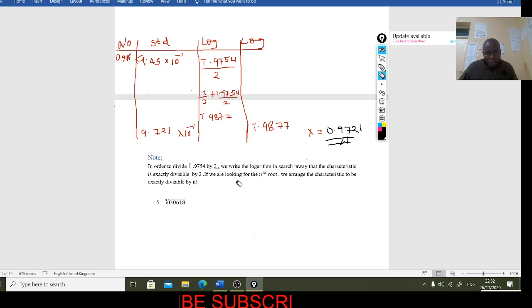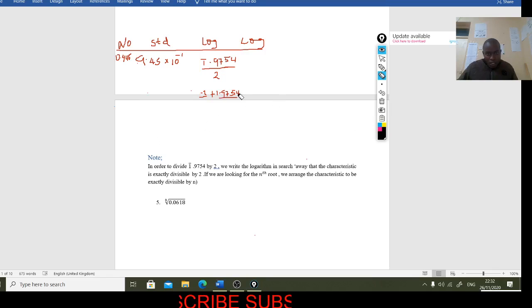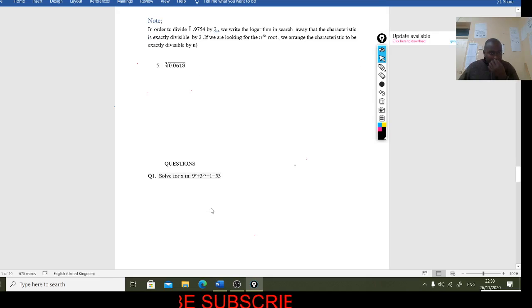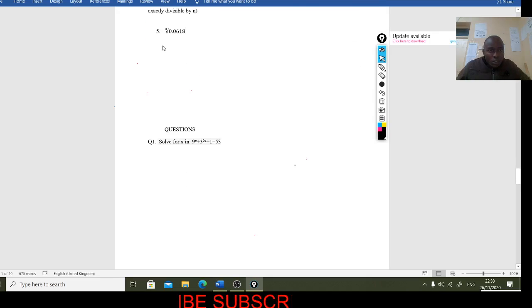So I want to do this as another example to explain the same concept. I do the cube root. I do one involving the cube root to explain the concept well. So if I deal with the cube root, like this question, you find the cube root of 0.0618.